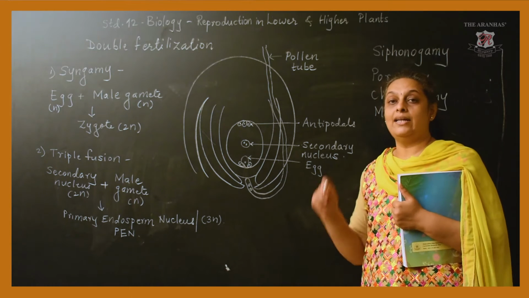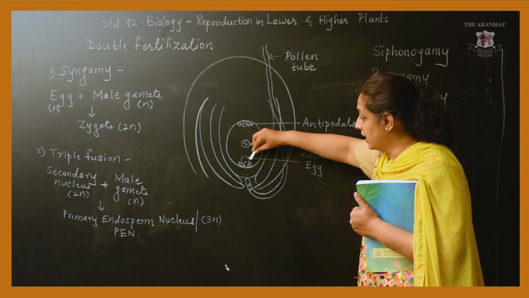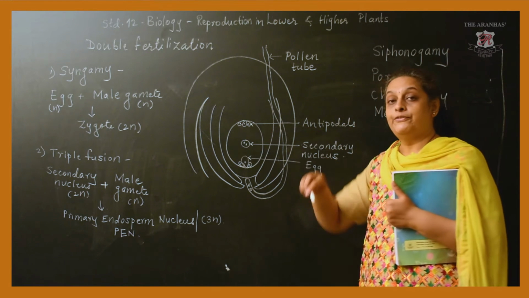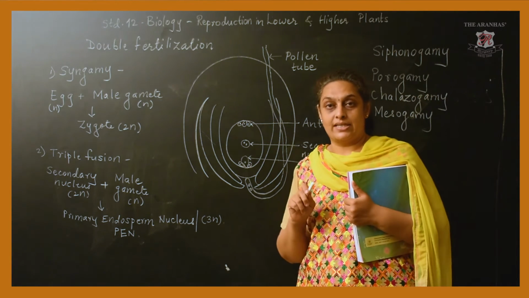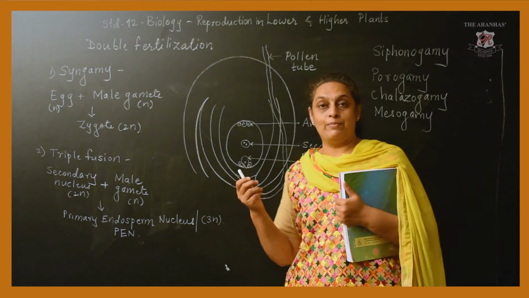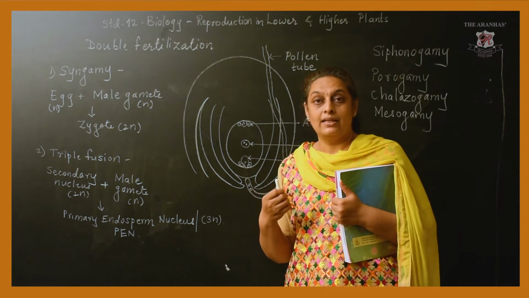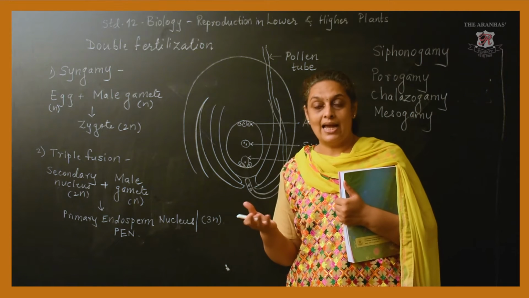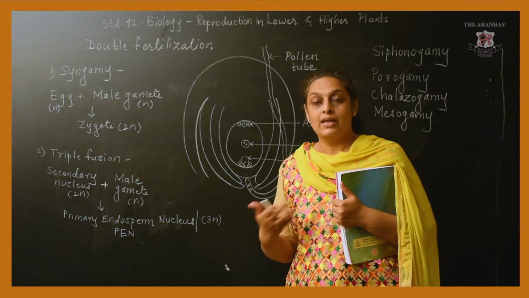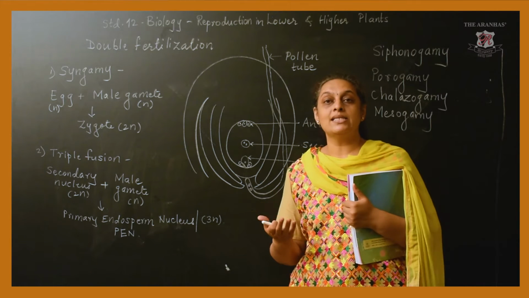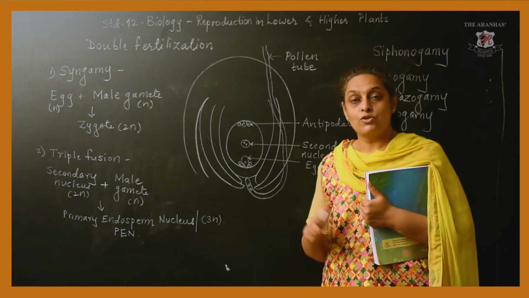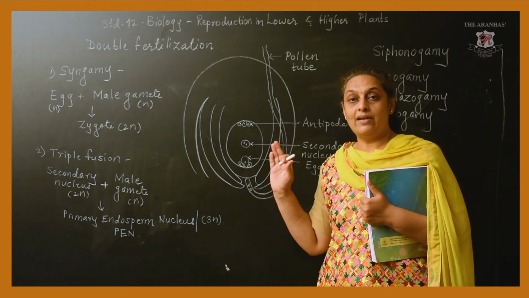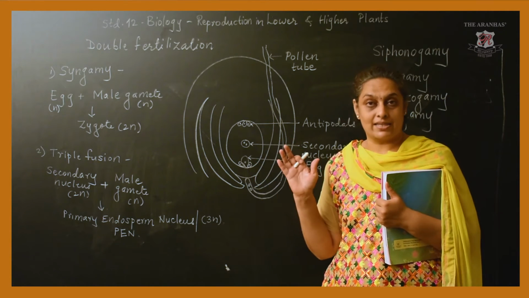Now after entering embryo sac, you can see here there are two synergids. From one of the synergids, pollen tube absorbs water. Now because of water absorption, pollen tube swells and it bursts. It bursts to release both the male gametes. So now what will be the situation? Inside the embryo sac, there will be two male gametes released.